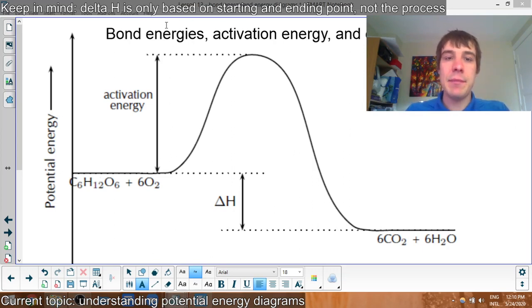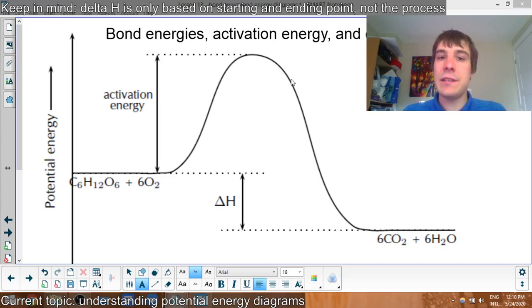The big thing to keep in mind is that the delta H, which is diagrammed here, is only start point to end point. Start point to end point. It doesn't matter what's happening along this section. It's only start point and end point. That's going to get very important when we talk about Hess's law next week.